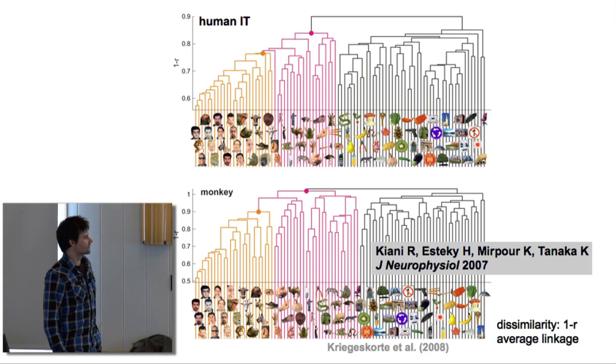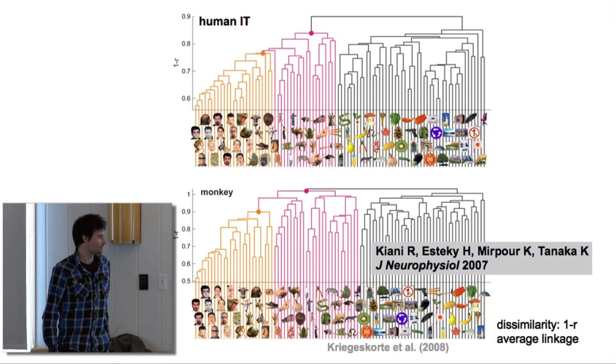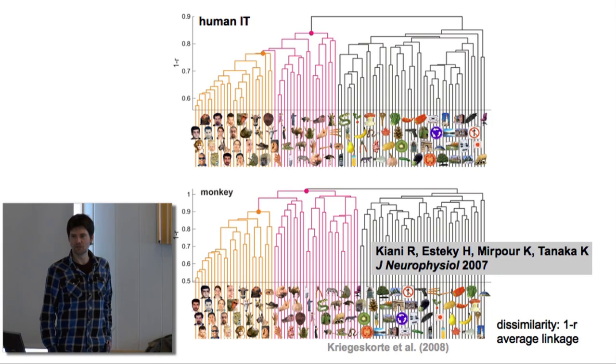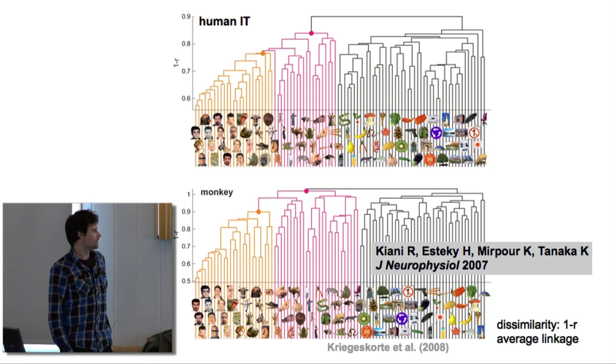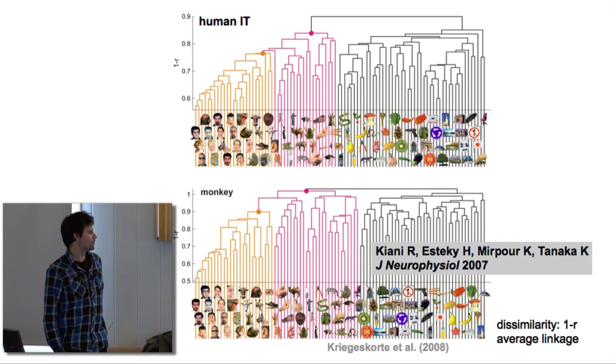And for the monkey, this has been explored in much greater depth and also for a larger set of images, over 1,000 images, in Kiani's paper in the Journal of Neurophysiology.